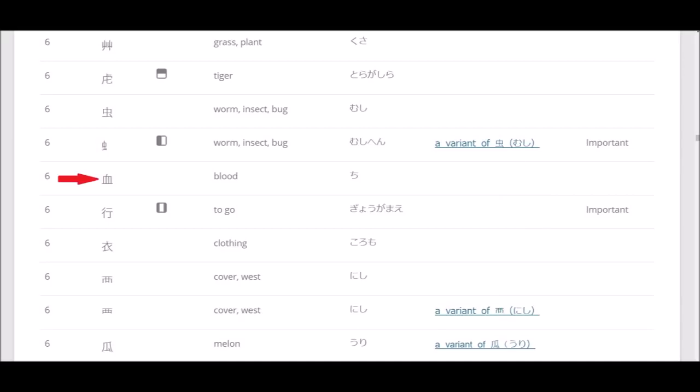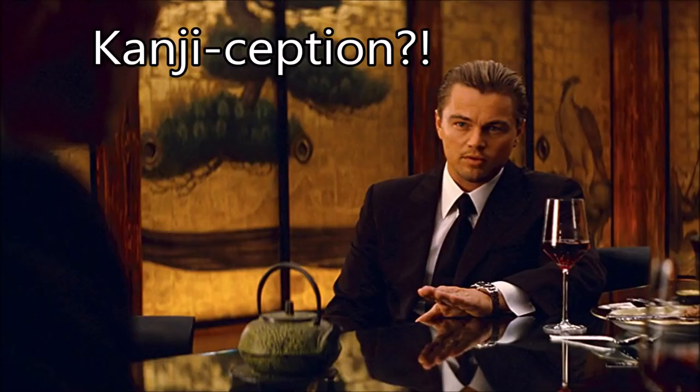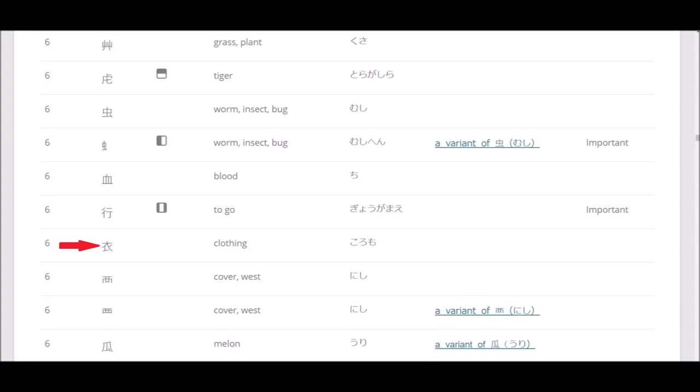Chi, blood. Gyogamae, to go. So this was interesting. Note how the left side of this kanji, this radical itself, the left side of it is also a radical. And this kanji by itself means, you know, to go, ikimasu. But as you can see, in this case, it's a radical where each one of these halves of the kanji appears on the left and the right-hand side of some other kanji. So it's like radicals becoming more radicals. How radical is that? Koromo, clothing.